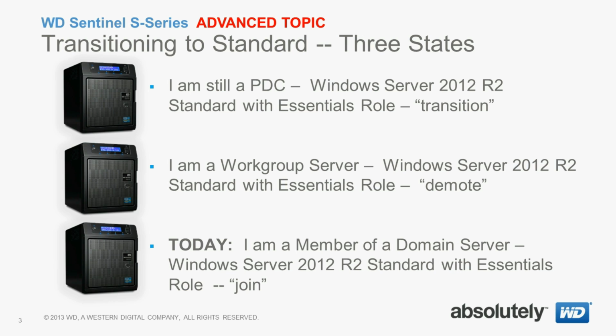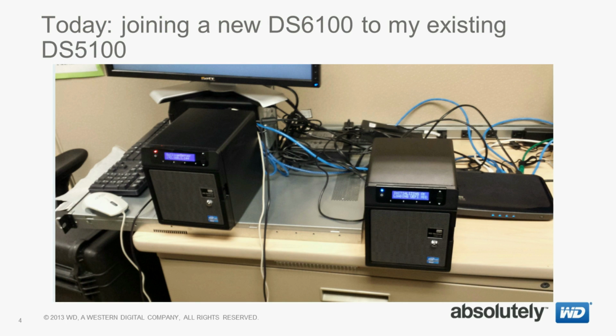There are actually three states you could have this server in. In the last video, when we entered our standard key, we could have left the server as a standard with Essentials role, running as a primary domain controller and Active Directory server. But what we also did was we demoted that server into a workgroup server. This is a great mode to be in when you're in a branch office or you have a workgroup and you don't want this server necessarily on the domain. Today, we're going to show you how to join this server as a member server to another domain server.